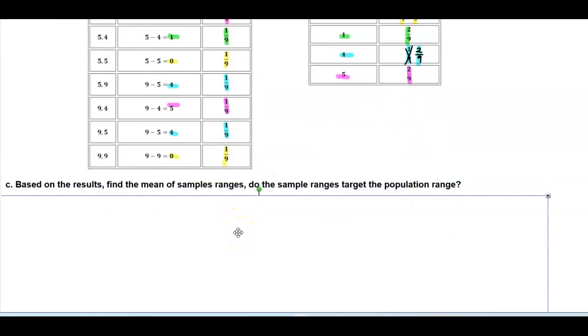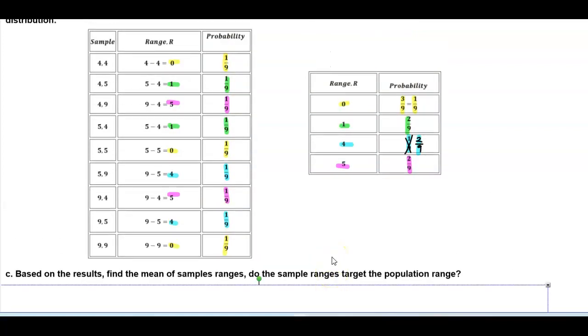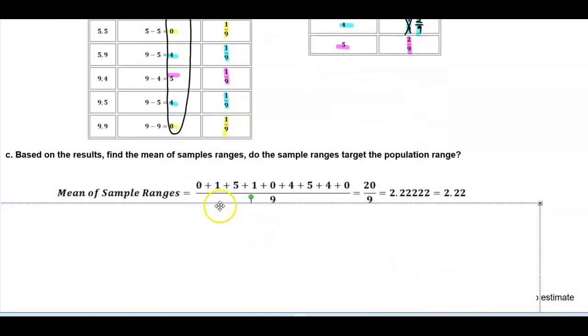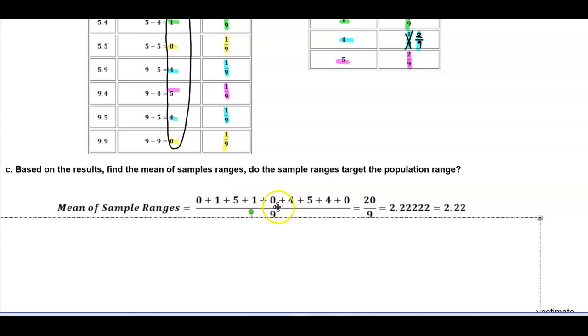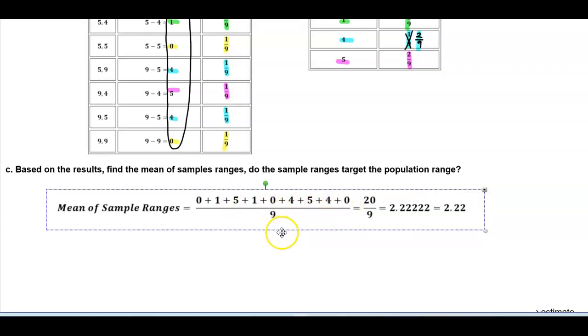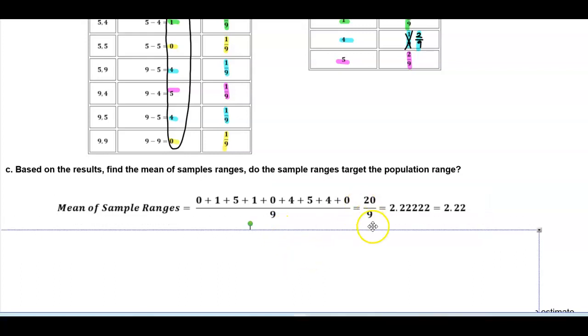Okay, now based on the results, we want to find the mean of the sample ranges, and determine whether the sample ranges target the population range. So what that means is we have to add up all of these values and then divide by 9. So if we take 0 plus 1 plus 5 plus 1 plus 0 plus 4 plus 5 plus 4 plus 0 and divide that by 9, we get 20 divided by 9, which gives us 2.222. Rounding to 2 decimal places gives us 2.22.